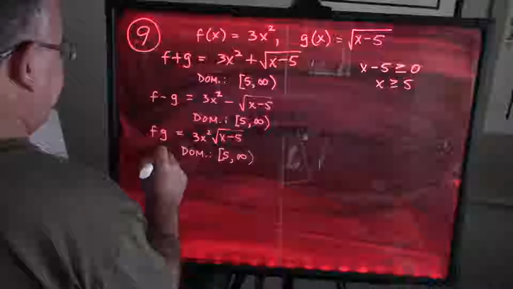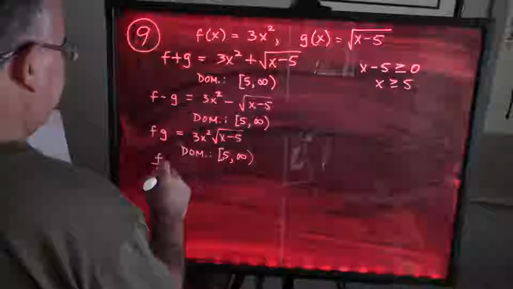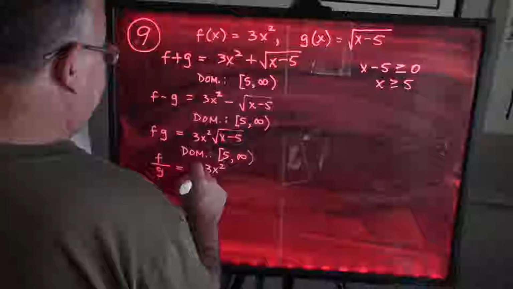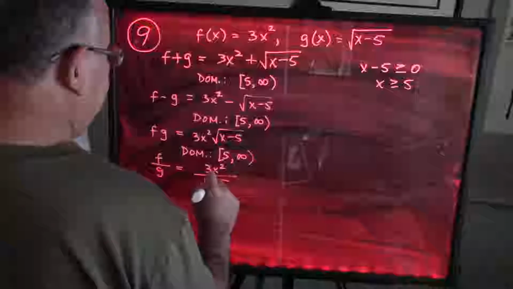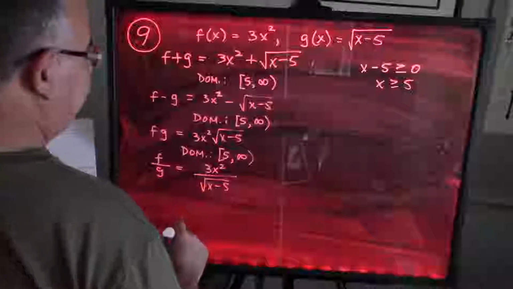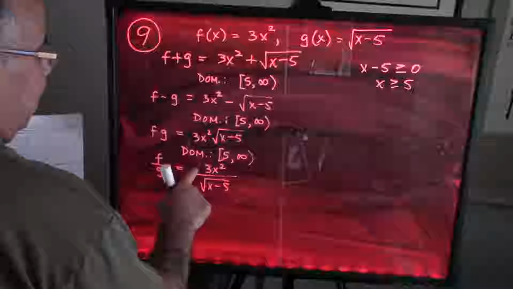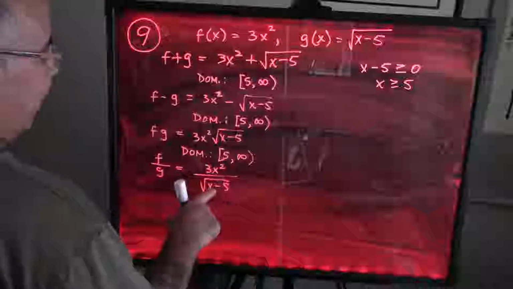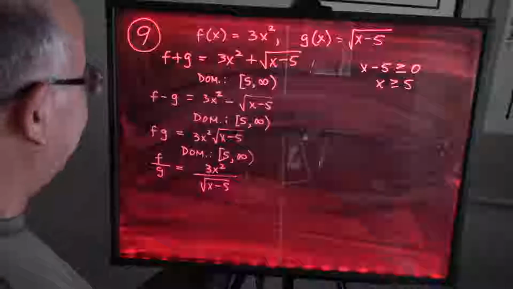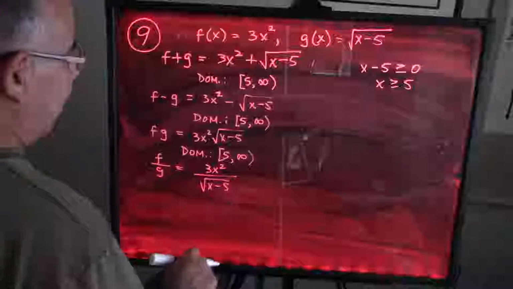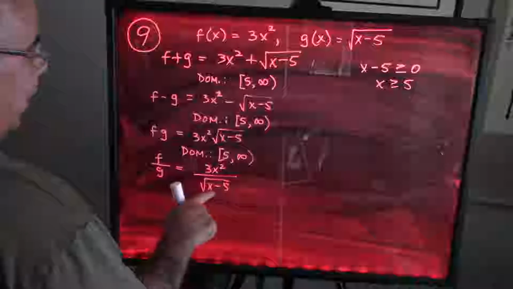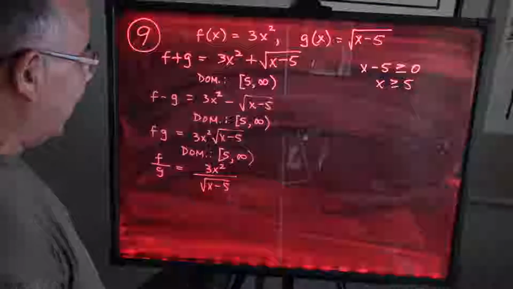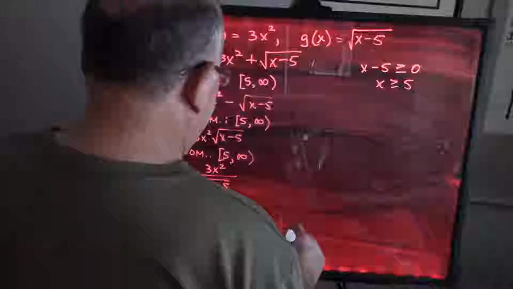And then f over g. So we've got 3x squared divided by square root of x minus 5. Now, the domain of f is all real numbers, but for g, the usual domain, as we've been saying all along, is anything greater than or equal to 5. However, if x equals 5 here, you're going to have a 0 denominator. The square root of 0 is fine, but when you put that in the denominator, that changes things a little bit.